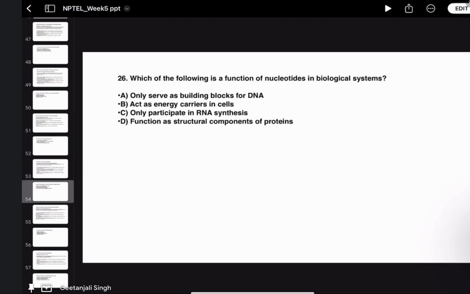Which of the following is a function of nucleotide in biological systems? A, only serves as building blocks for DNA. B, act as energy carriers in cells. C, only participate in RNA synthesis. And D, function as structural components of proteins. Function of nucleotide.